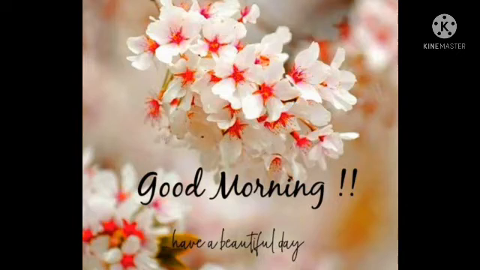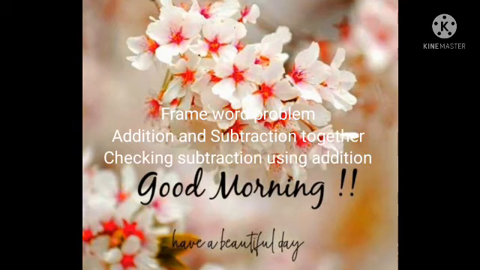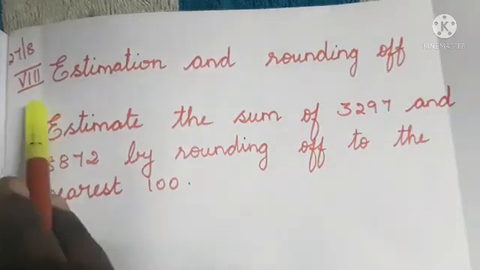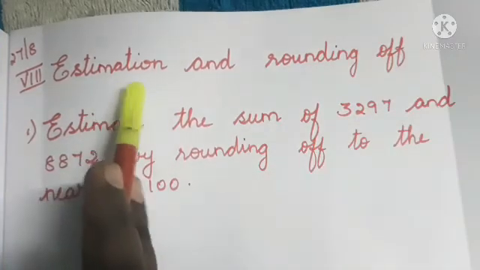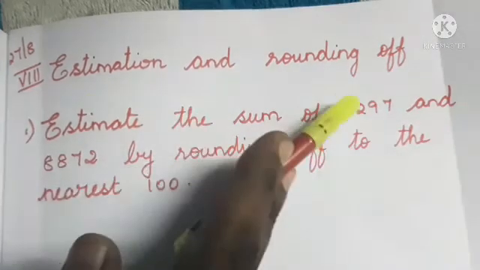So we are dealing with unit 2, that is addition and subtraction, and in the last class we discussed word problems, then addition and subtraction together, and also checking subtraction using addition, isn't it, ma? So I hope you did the homework. And today we are going to discuss estimation and rounding off.